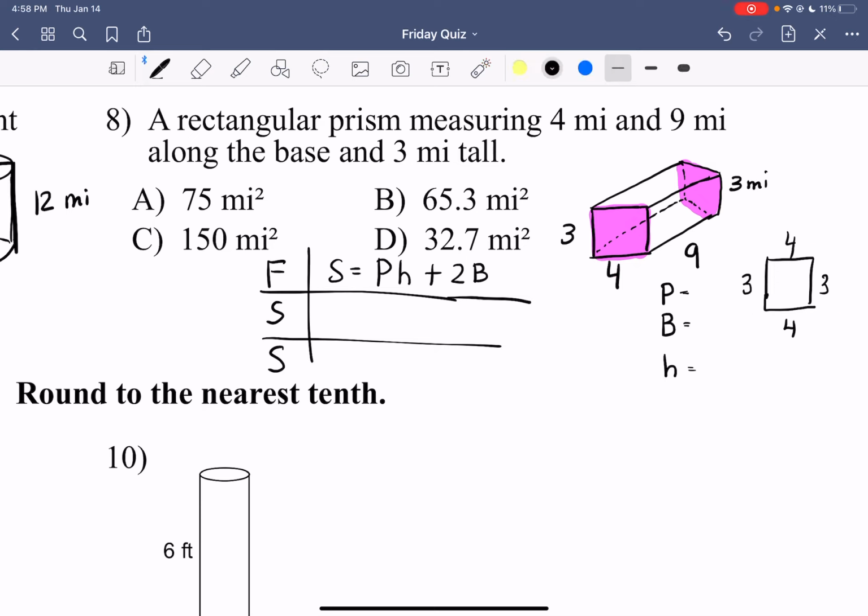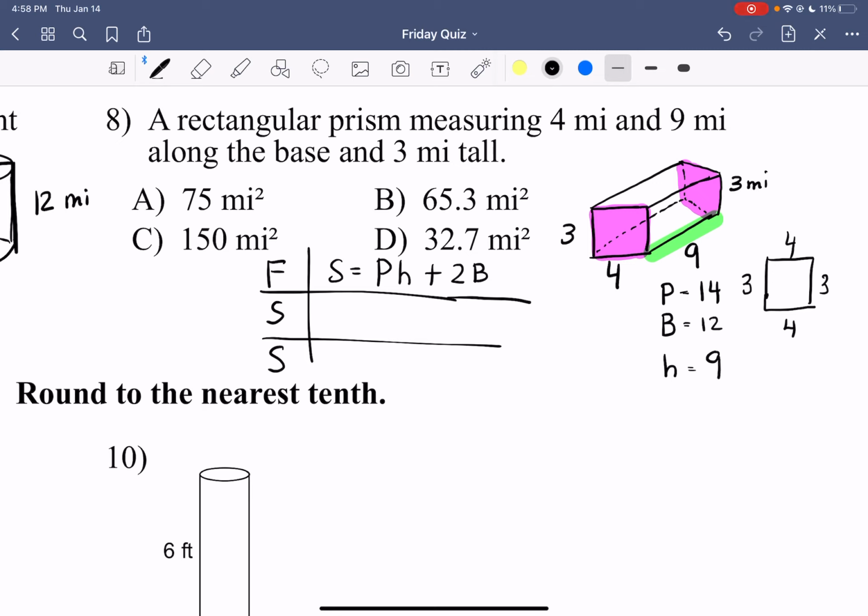So the perimeter, again, we're going to walk around. So 4 plus 3 plus 4 plus 3, so that's 7 plus 7, which is 14. And then the area of our base is going to be 4 times 3, which is 12. And then the height of our prism is going to be the number that's connecting our two bases. So that's then green. That's going to be 9.